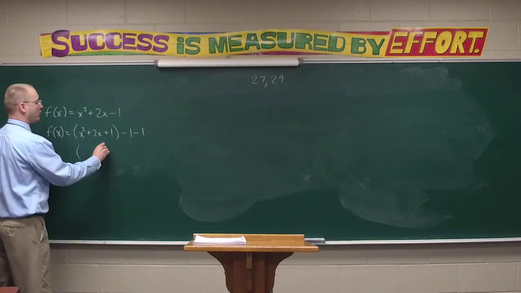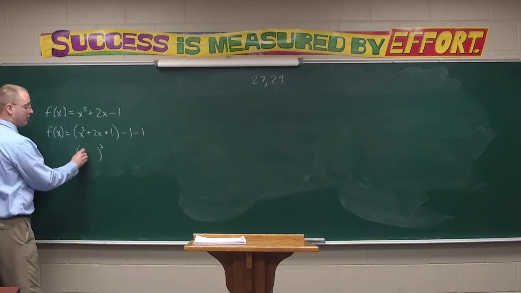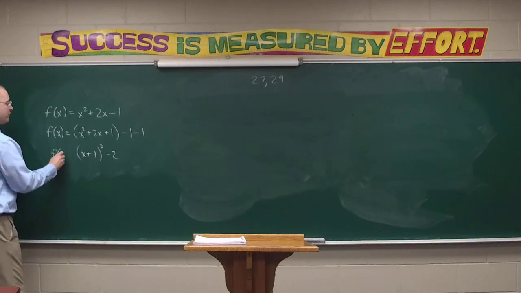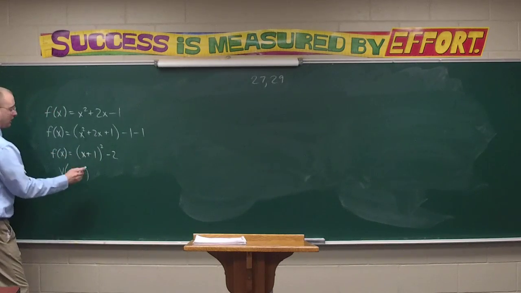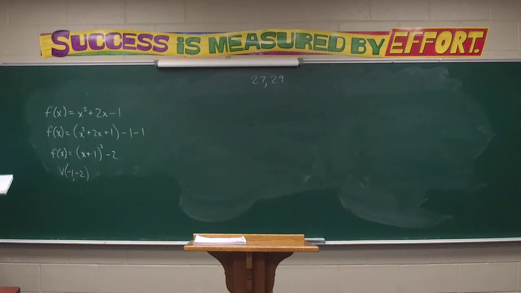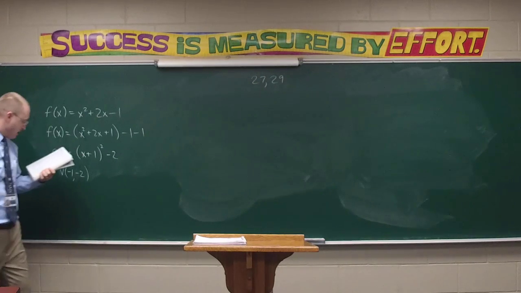So I end up getting a binomial squared, class. And then after it I get, so what is the vertex of this parabola, class? Negative 1, negative 2. Change the sign, keep the sign. Negative 1, negative 2 is the vertex on number 27. Questions? I didn't know I was supposed to find the vertex. Yeah, it's okay. You got that? Good.